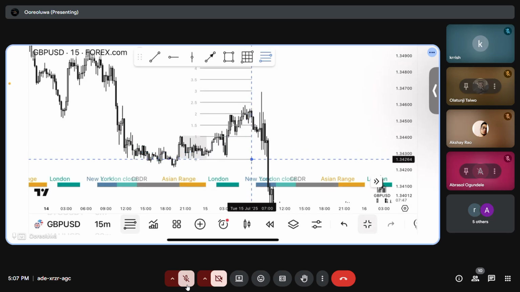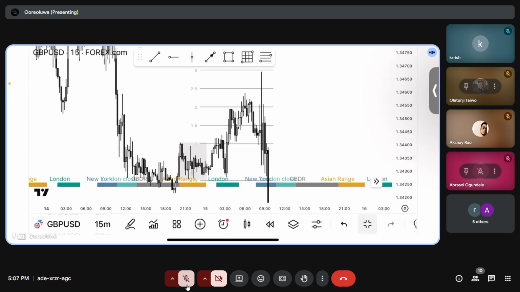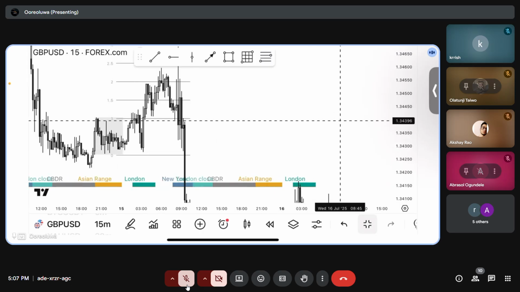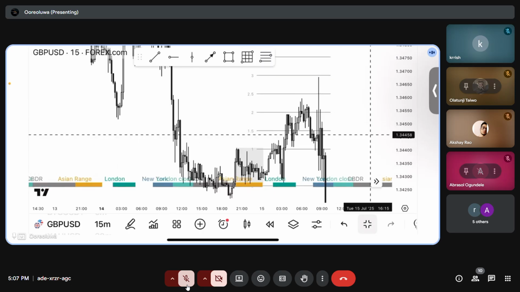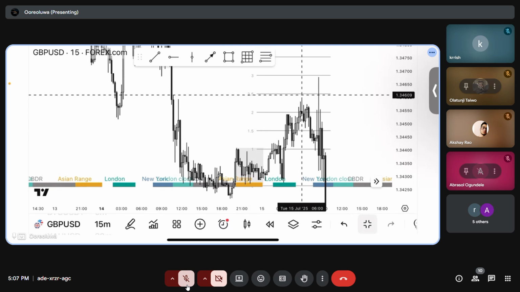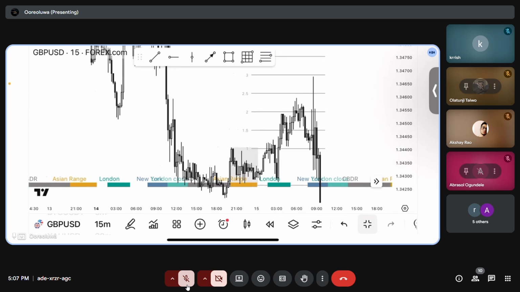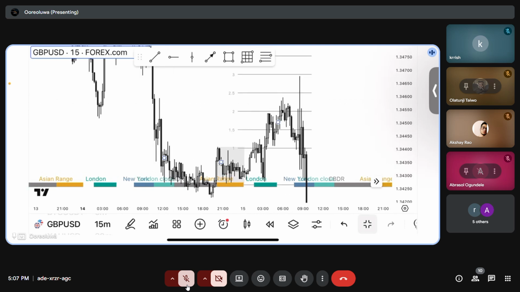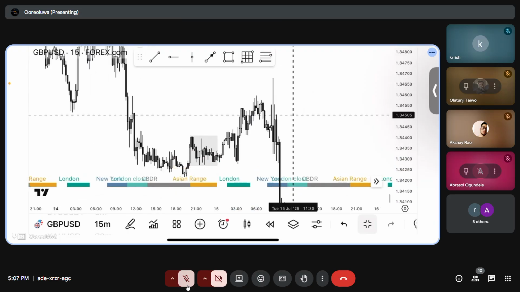So now price didn't tap. Price swept out the Asia high, but didn't get to the key level during this time. So I waited for news to happen already, because news might mess you up. So always wait for the news. This is news day.